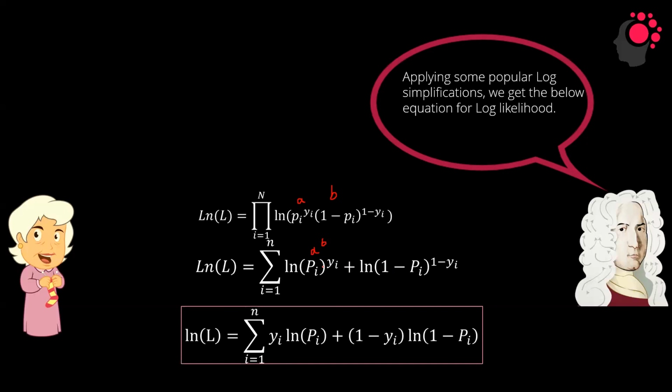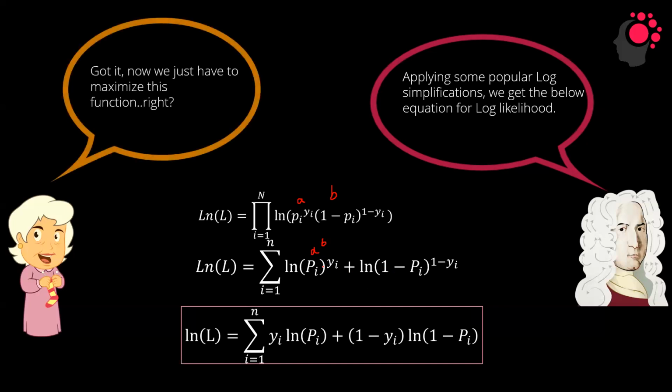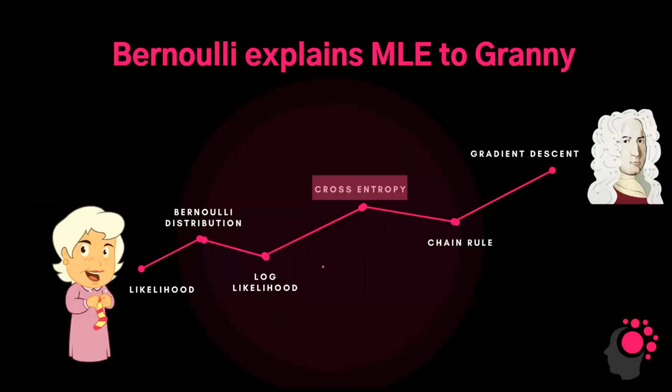So this is nothing but the log likelihood equation. Right? Now that is what Agatha is asking. Now we just have to maximize this function. Isn't that right? And this is where there is one more problem. So that's where cross entropy comes in. Now what is the problem?